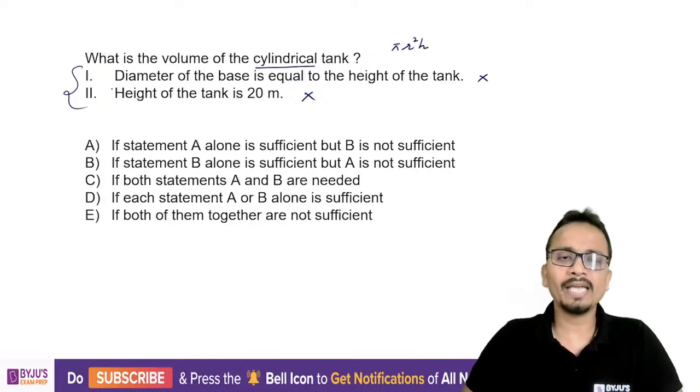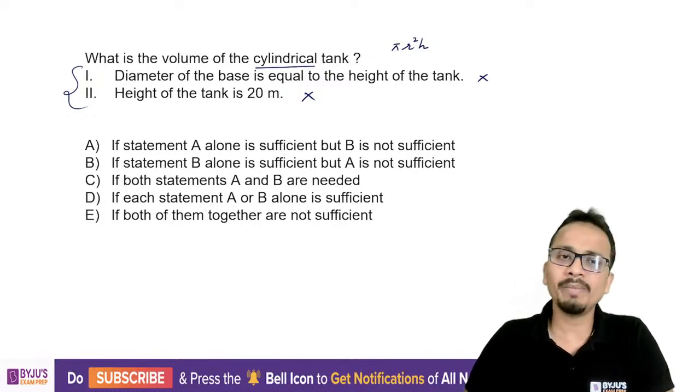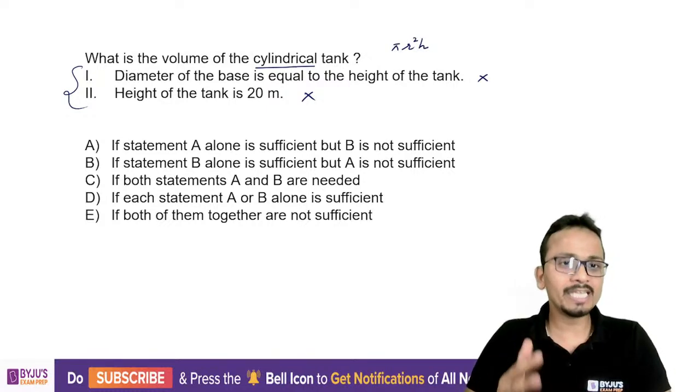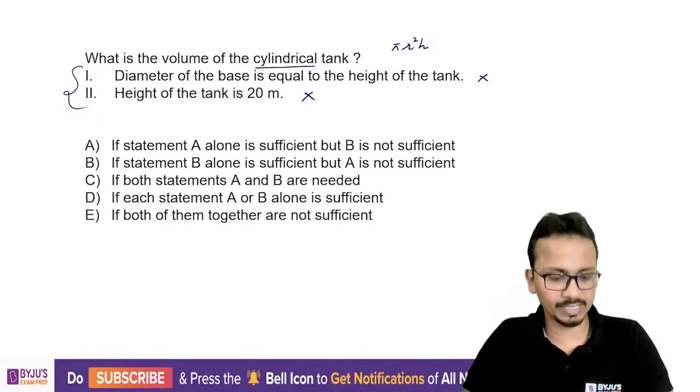Diameter is equal to height and height is given, so I can say that diameter is 20, so the radius will be 10. So now I know the radius as well as the height, and I'll be able to find out the volume of this cylinder.